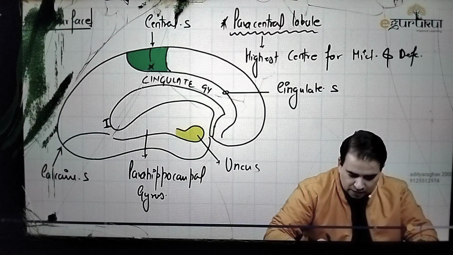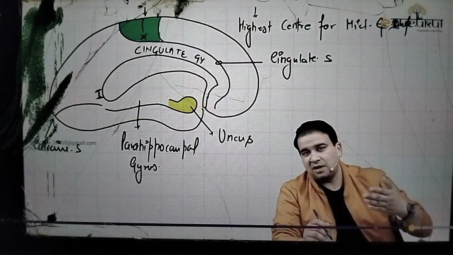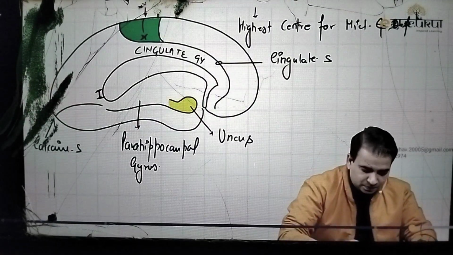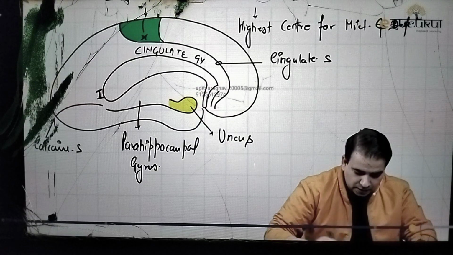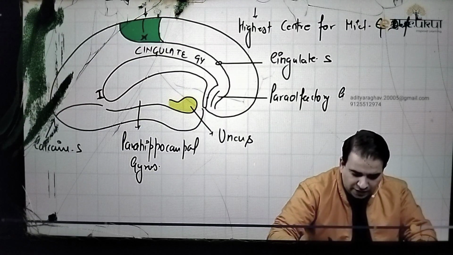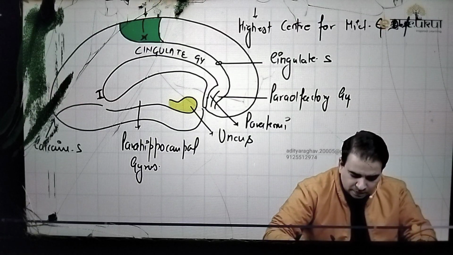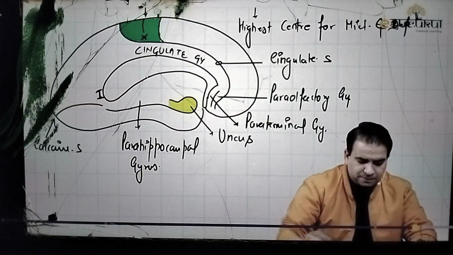I hope you remember the uncus from the lateral relation of the cavernous sinus. Remember we said the lateral relation of the cavernous sinus, apart from the cranial nerves, was the uncus, which was outside the cavernous sinus. We also have the para-olfactory gyrus in the anterior part. You can see that is the para-olfactory gyrus, and the one which is more inside is the para-terminal gyrus. It is in relation to the lamina terminalis, so we call it the para-terminal gyrus.